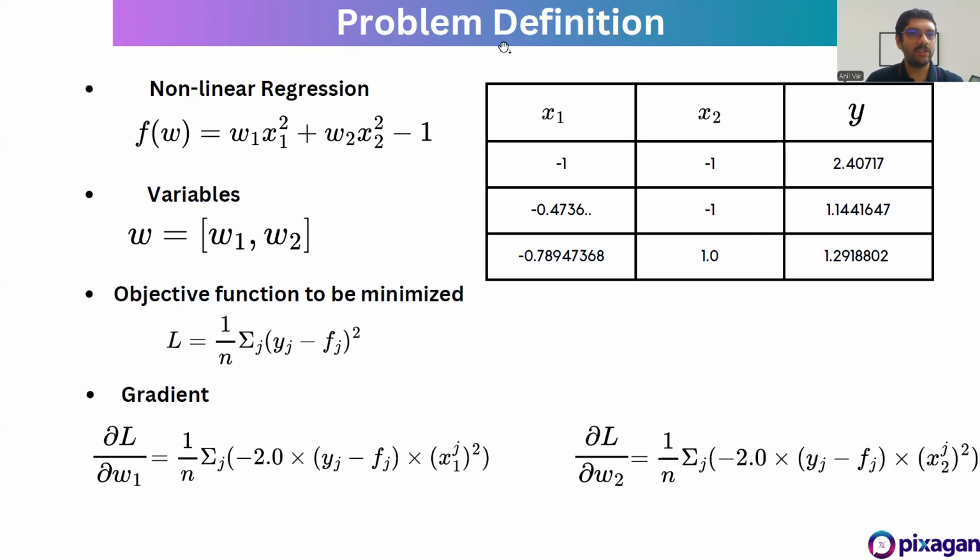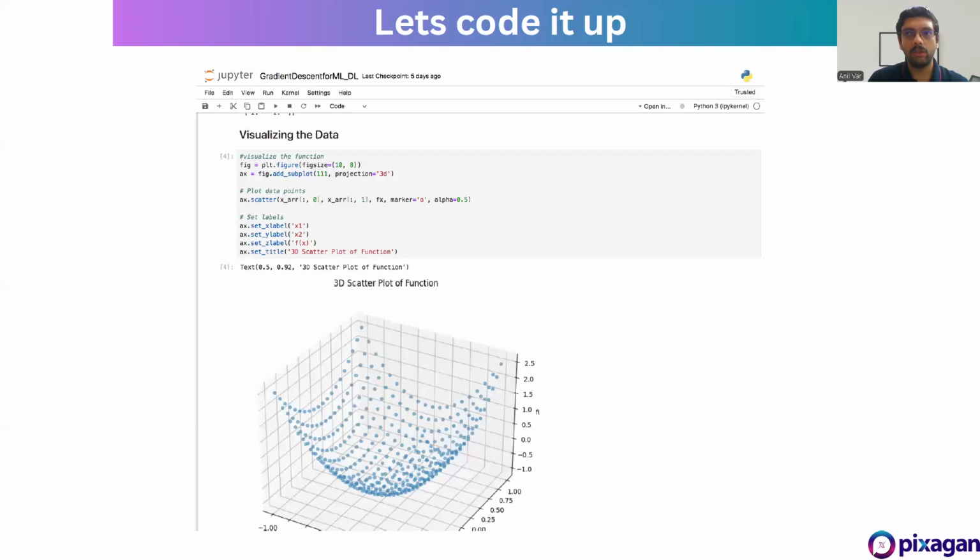So we've got a problem definition: nonlinear regression. We want to fit this function to this data. We've got the variables W1 and W2. We've got our objective function, which in this case is a loss function, which models how badly or how well this function fits this data. And we've got our gradients, the derivative of the loss function with respect to the weights, which is basically taking the derivative of each error term and then averaging it out. You add them all up and divide by n. And what we're going to do is use a learning rate of 0.01.